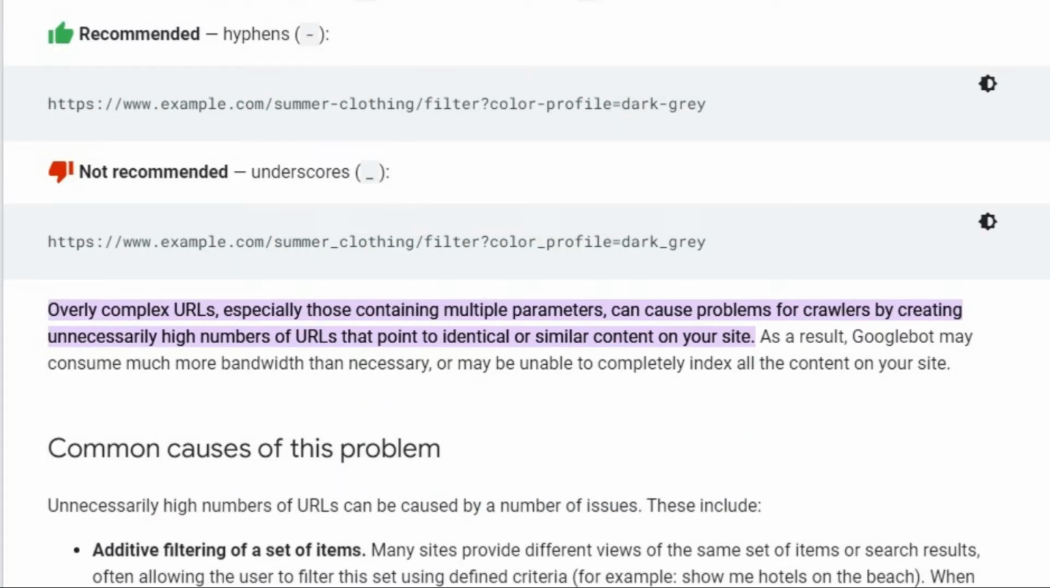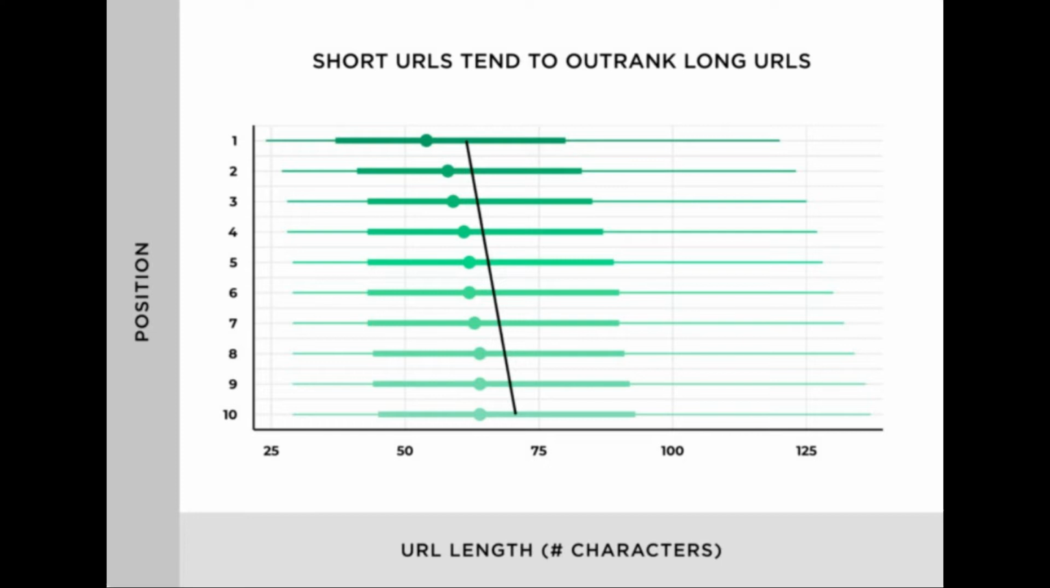And as stated by Google, any other overly complex URLs can cause a problem for crawlers to index your website. Therefore, whenever you are creating a web page or blog post, make sure you are shortening your URL. Lastly, Backlinko did a study where they found shorter URLs tend to outrank long URLs.